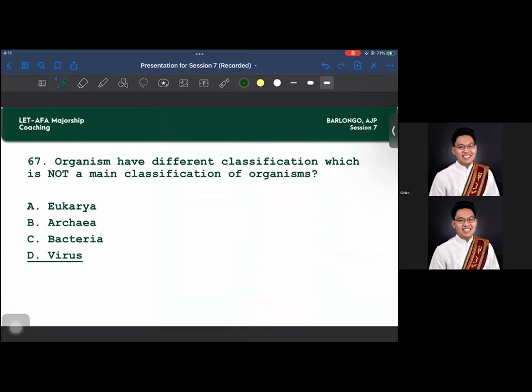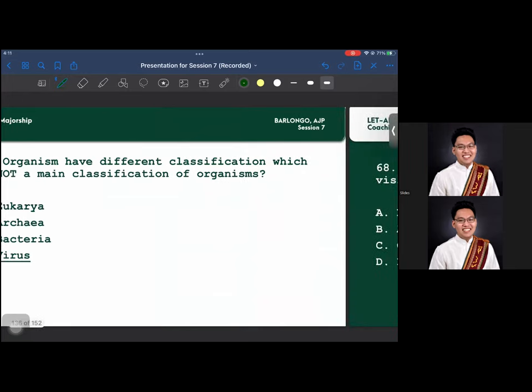And yung virus, as what we have discussed kanina, is not a living organism, but rather it needs a host in order for it to multiply and develop. Okay? Kailangan niya ng host.